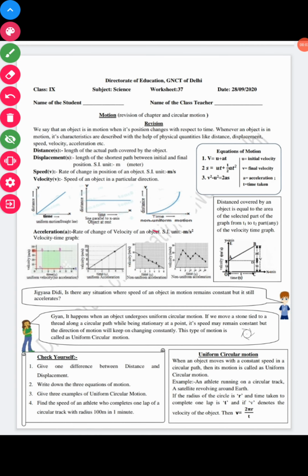Good morning, students. Once again, we are here to discuss our DOE worksheet 37, and today we will discuss motion. It's a kind of revision for this chapter, and today we will revise whatever we did till now.